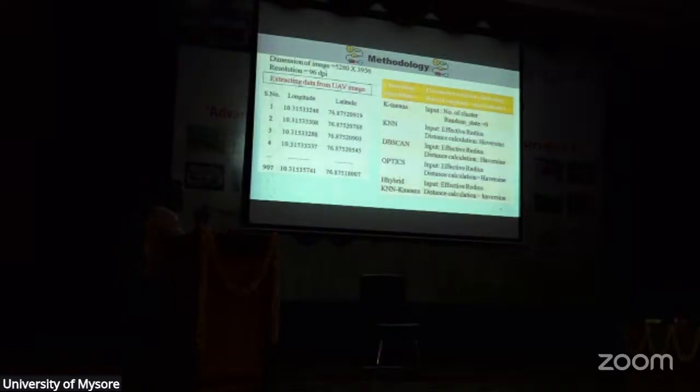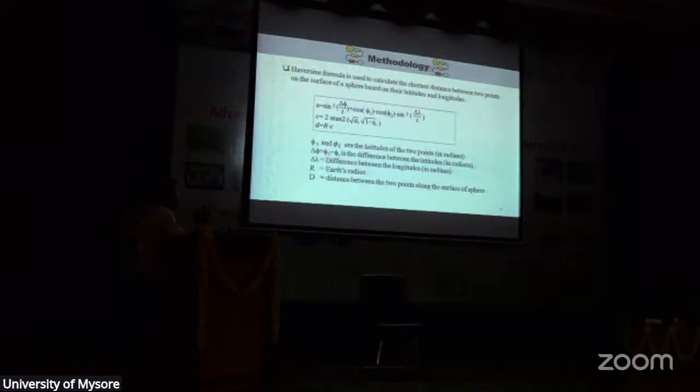I have collected the RGB image data and extracted the latitude and longitude of that image, and used four types of clustering. In K-means, I have used two types of input parameter: number of clusters and random distance. In KNN, DBSCAN and OPTICS, I have used two types of parameter. One is the effective radius, and the other is the Haversine formula for estimation of distance between the two coordinates. I have used the Haversine formula in place of Euclidean geometry, because the Haversine formula calculates the spherical distance between the two points on the curved surface of the Earth. So I have used this formula.